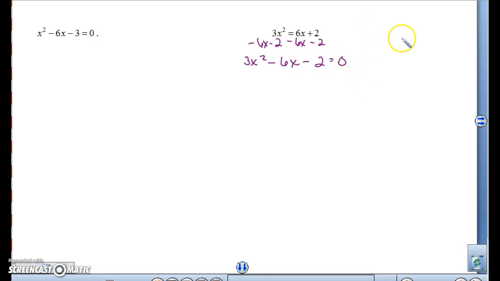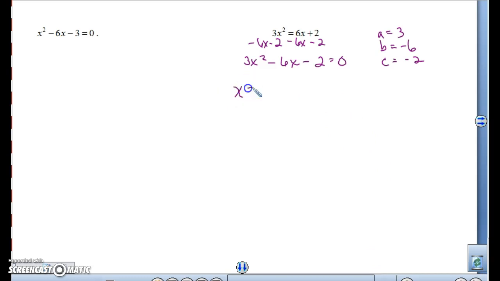So what are my a, b, and c values? Well, a is equal to 3. That's the coefficient on the x squared. b is equal to negative 6. And c is equal to negative 2. So there are my values. So all I have to do is plug them into the formula.